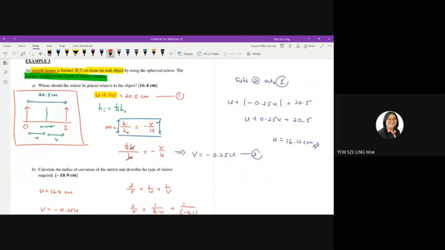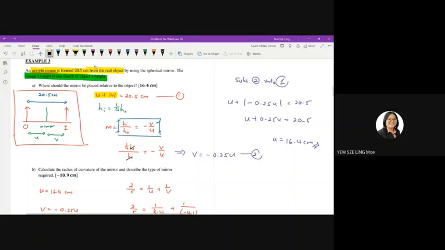If you don't know what type of image you have, then there would be another possibility where this is your object, and then this is your image, and then this is the mirror. It could be that case. But right now, because of the term upright image, I know that my mirror is in between. Therefore I know that I have a virtual image, because an upright image is always a virtual image.